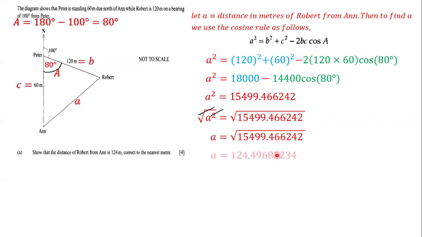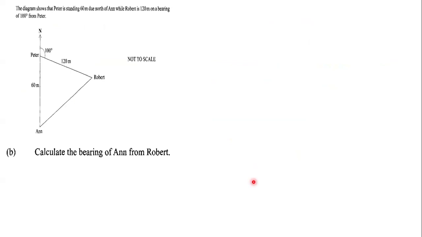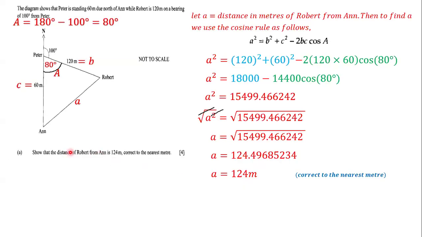The square root of this number is going to be 124.49685234. If we were to round correct to the nearest whole number, we know that the digit after is 4, and since this number is 4, we cannot round up. So we just have 124. That means that a is equal to 124 meters. And so the distance of Robert from Anne is 124 meters.